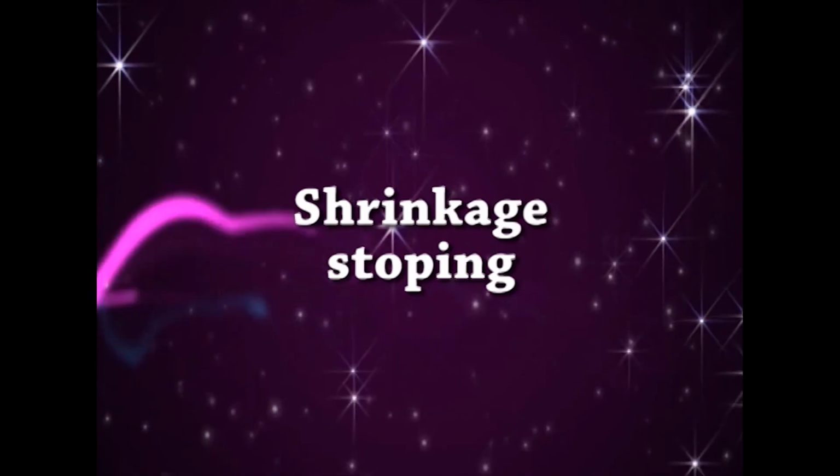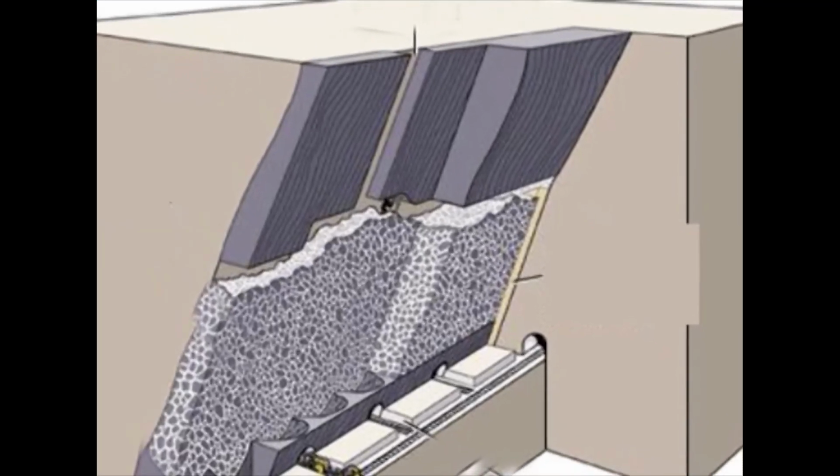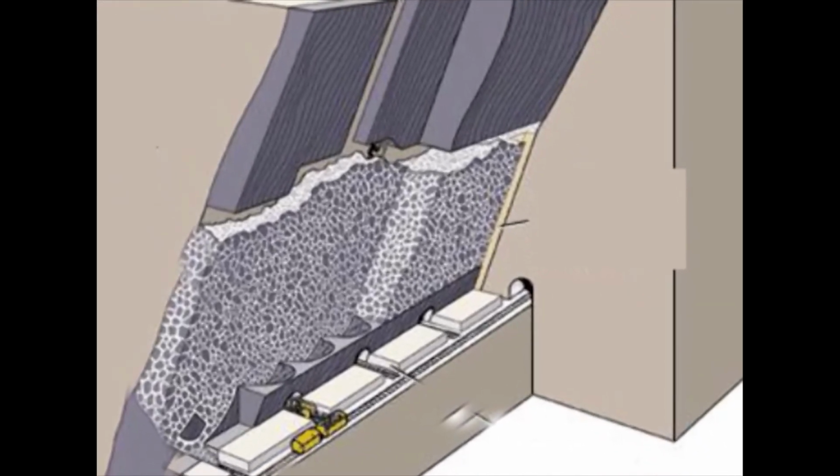Shrinkage stoping. Shrinkage stoping may be termed a classic mining method, having been perhaps the most popular mining method for most of the past century. It has largely been replaced by mechanized methods, but is still used in many small mines around the world.